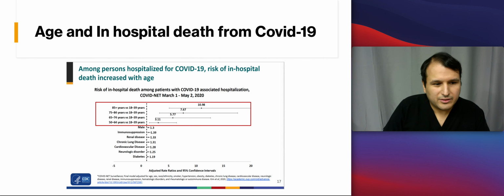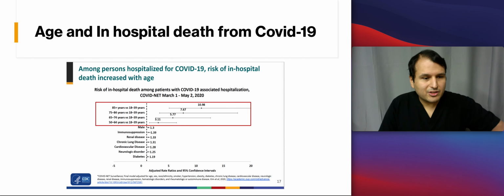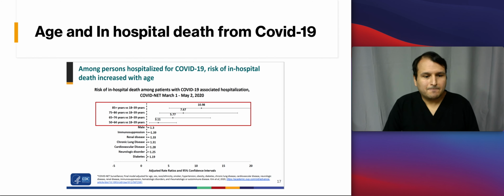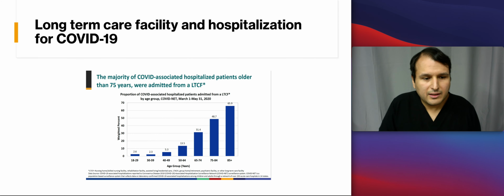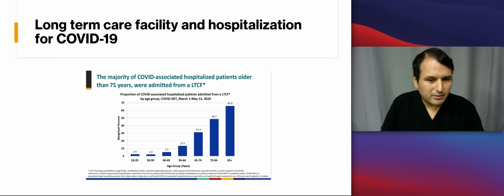Important for you guys to understand. And then as you increase in age, you're more likely to die in the hospital. So if you're hospitalized as your age increases, you're more likely to die in the hospital from COVID-19. And the majority of the patients that were hospitalized for COVID-19 that were over the age of 75 came from long-term care facilities. Important for you guys to understand that because they're part of the first phase that are going to get the vaccination.